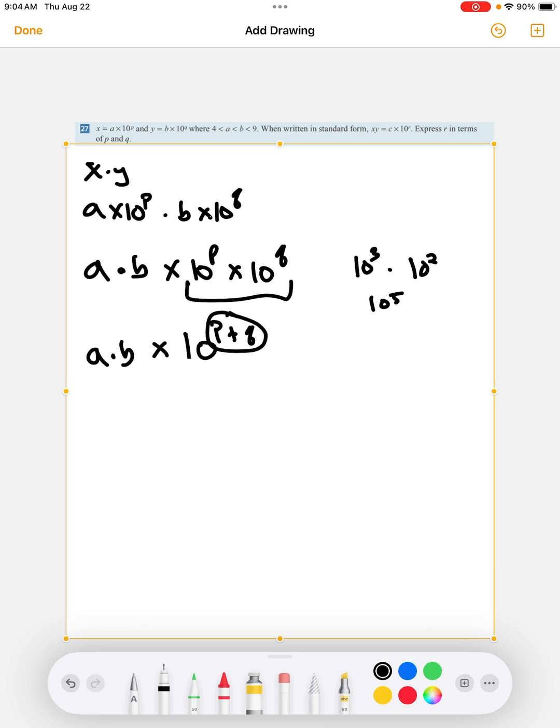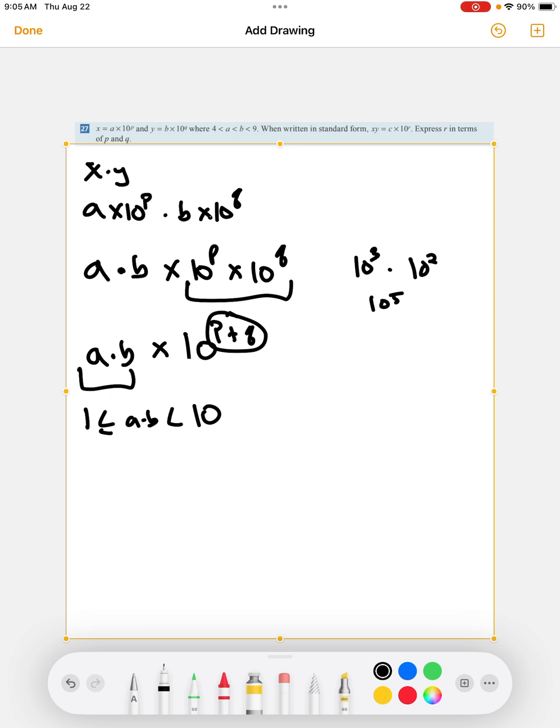Now you might say, oh, it's just p plus q, but we have to think about this, right? In scientific notation, this number must be between 1 and 10. So it must be greater than or equal to 1 and less than 10. So I have to think about, well, what is a times b going to be? So we can think about what's the biggest a times b can be.